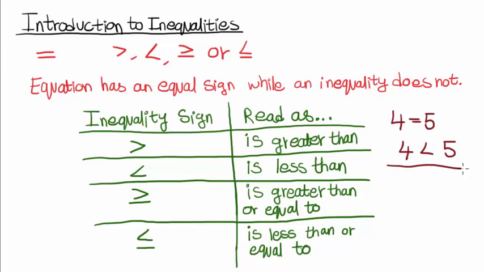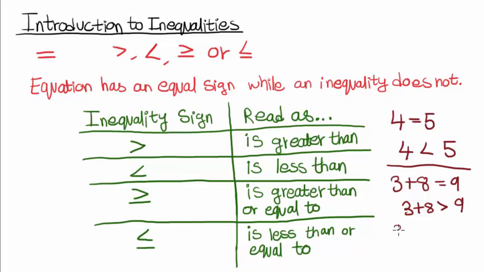Similarly, if you have something such as 3 plus 8 is equal to 9, this again is an example of a false equation because 3 plus 8 is equal to 11. But if you have something such as 3 plus 8 is greater than 9, this is an example of a true inequality because 3 plus 8 is 11 and 11 is greater than 9.